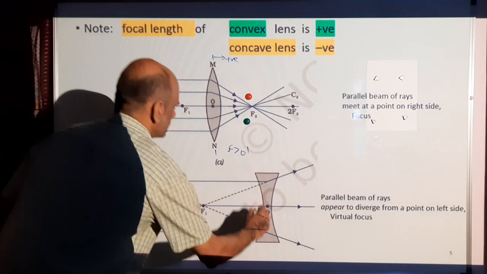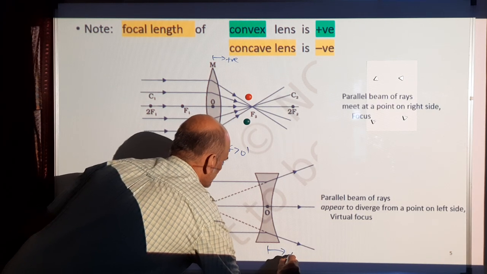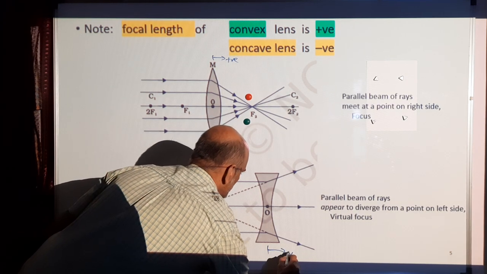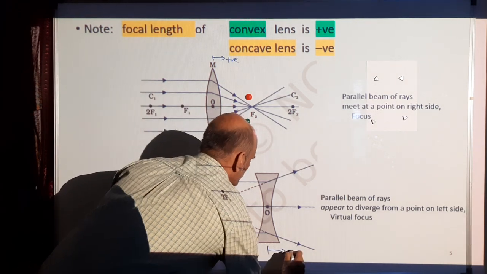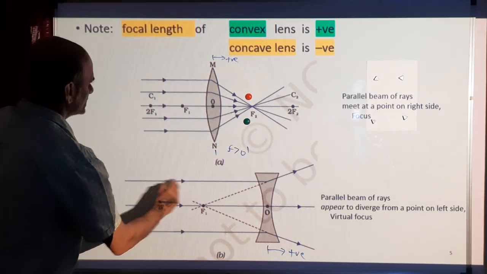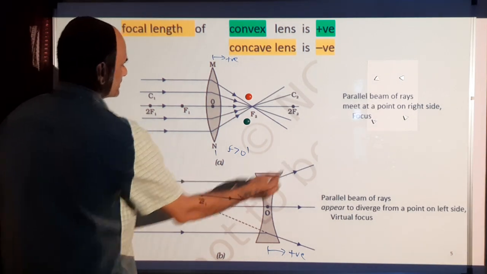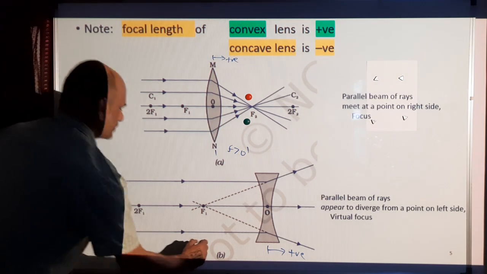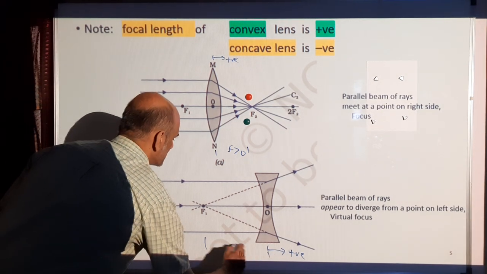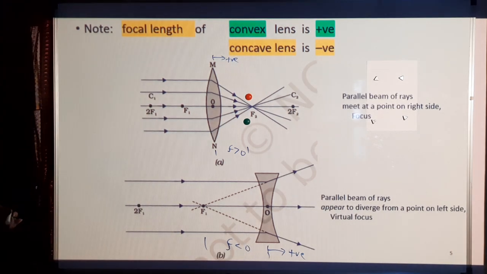For concave lens, again the origin is the optical center and positive direction is towards right. This is the direction of the incident light. So after refraction it will diverge, but it will appear to start from a point which is the virtual focus. So the focal length here is the distance from here to the optical center. This is the focal length. It's negative for concave lens because the focus is on the left side.